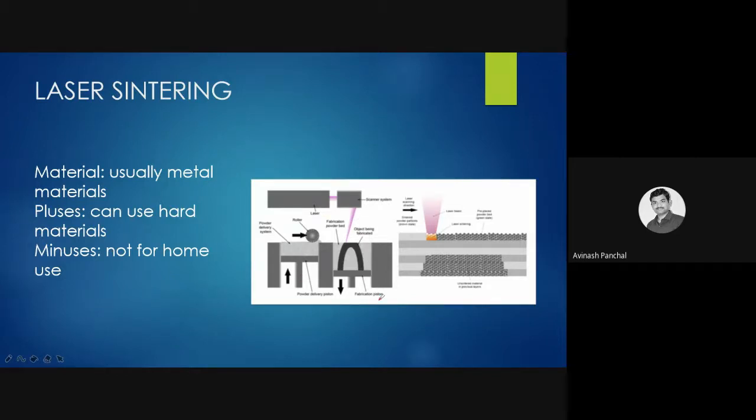Okay, so in this laser sintering, we have laser operations to melt the material and deposit it into the required mold. We can use metal here. This is the big advantage of this: hard material we can use. And the disadvantage is that it is not for home use.